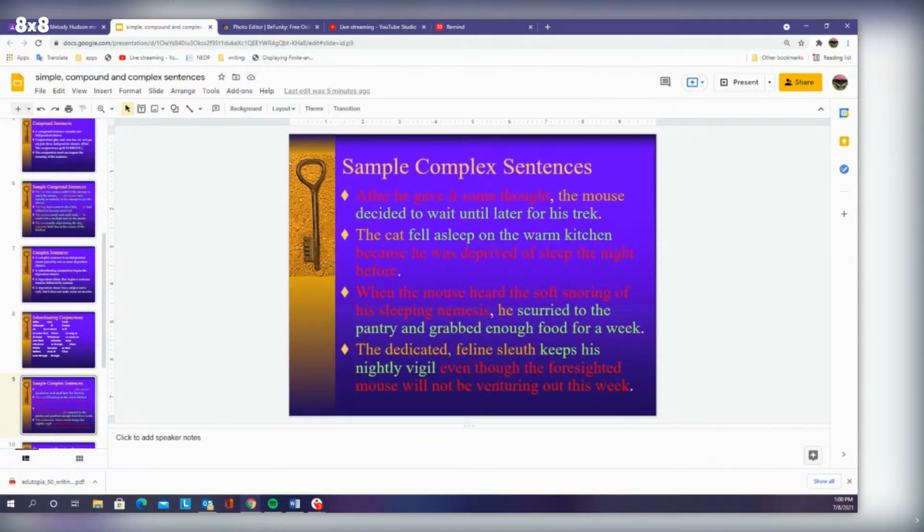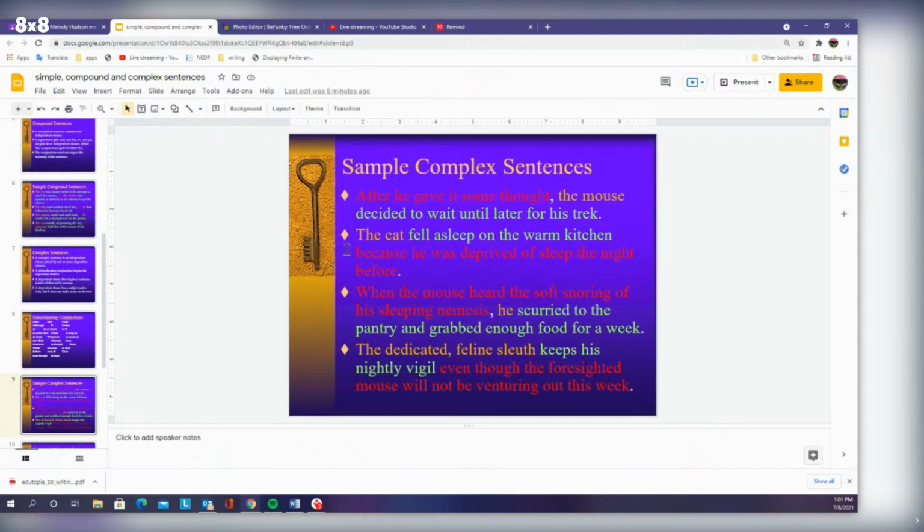After he gave it some thought, comma, right? The mouse decided to wait until after dark for his trek. So the mouse decided to wait until dark, that's independent, correct? But when you have "after he gave it some thought," yeah, if you don't tell me, I'm hanging. So that is a complex sentence. It has an independent clause and a dependent clause, right? And we have those words like after, because, when.